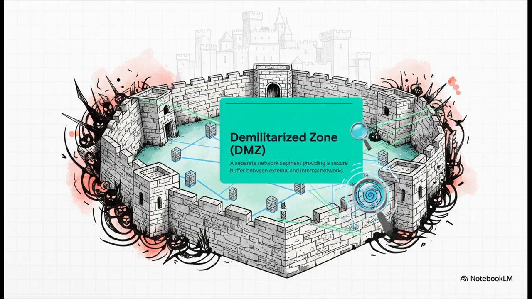But you know, a single wall isn't always enough. I mean, what if you need to host something for the public, like a website? You definitely don't want to let random visitors just wander inside the main castle. That's exactly where the DMZ comes in. It's like a fortified outer courtyard, a small isolated network where you put your public-facing servers. So if an attacker manages to breach the DMZ, they're still stuck outside your main walls, miles away from the crown jewels.